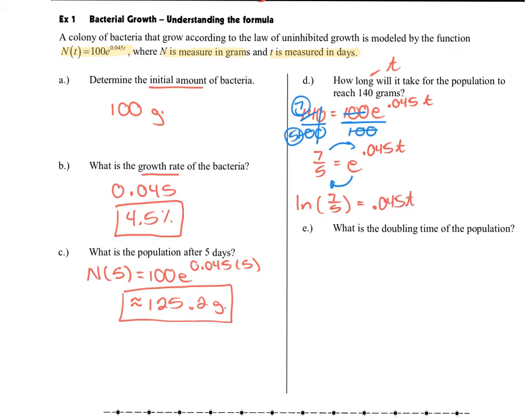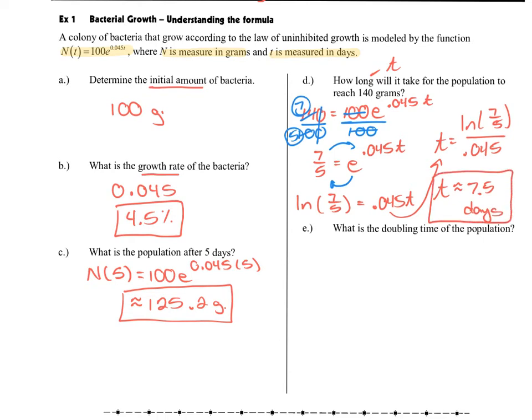0.045t. Now we're going to finish this last little bit up, and we're going to say that our time is going to be the natural log of 7/5 divided by 0.045. So we can type that into our calculators, and we'll have the natural log of 7/5 divided by 0.045, and that's going to get us approximately 7.5. And remember, t was measured in days. So again, just a good application of how to do our solving.